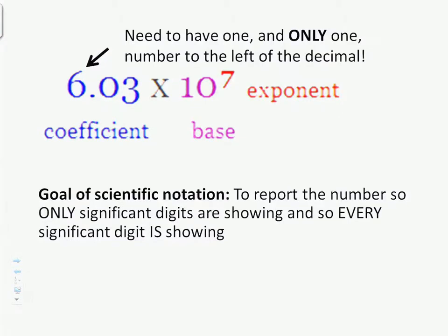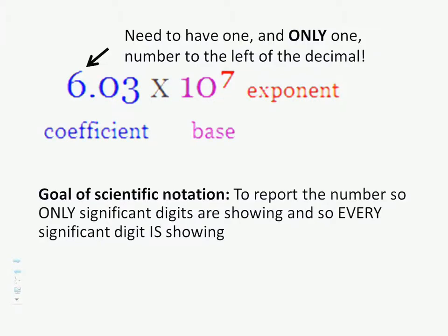The whole point of scientific notation is to report a number so that only your significant digits are showing and so that every significant digit is showing. If you leave any significant digits out, you haven't reported it properly. If you add extra digits, you have not recorded it properly.